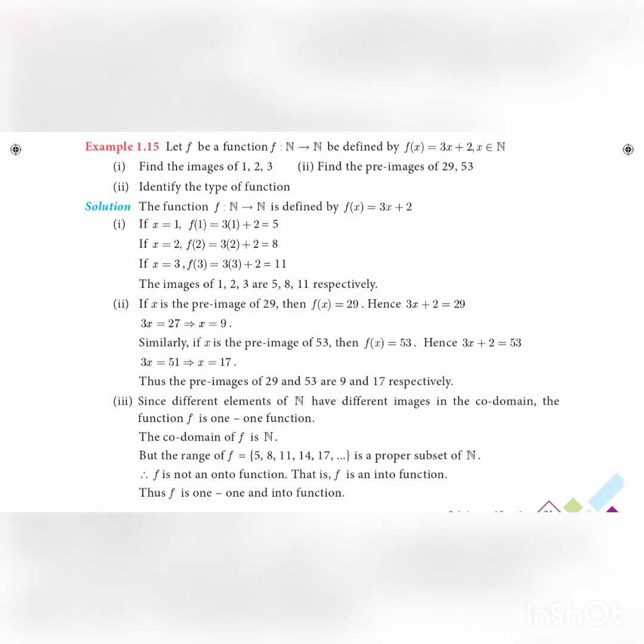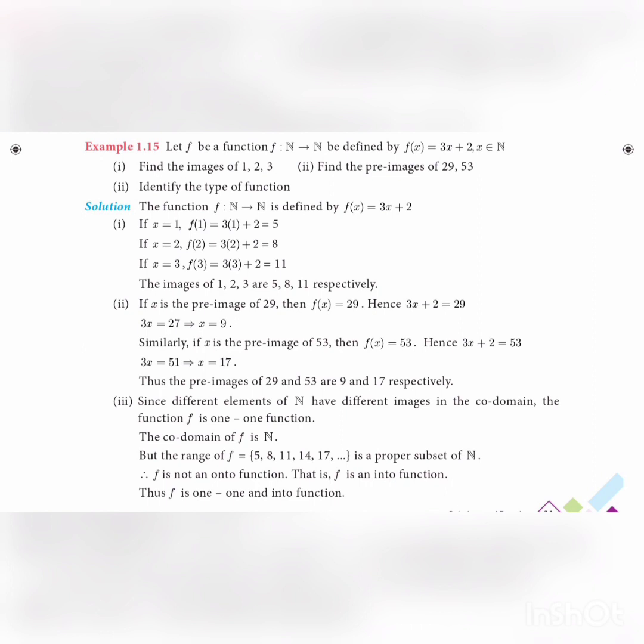Similarly, for x equal to 2, the image is 8, and for x equal to 3, the image is 11. Image means just entering the x value in the given function f of x equal to 3x plus 2. That is, instead of x, we just enter these values. The corresponding f of x value is identified, and they are the images. So the first part is completed.